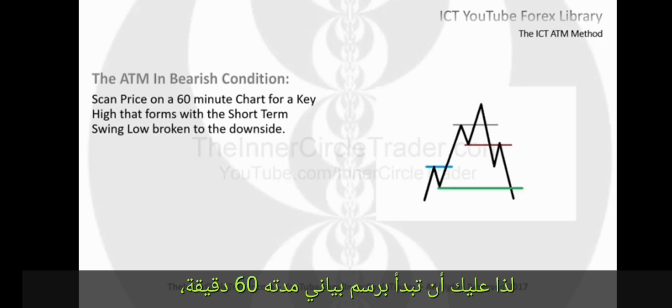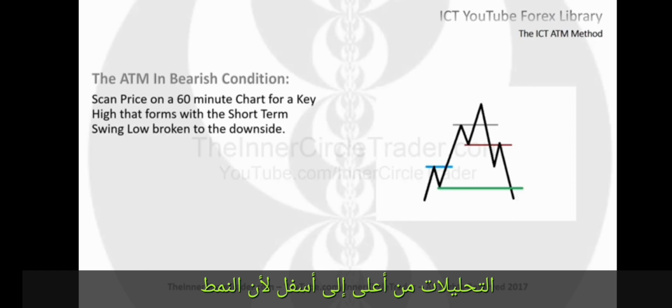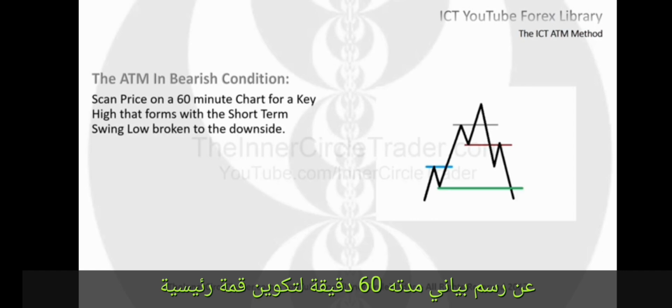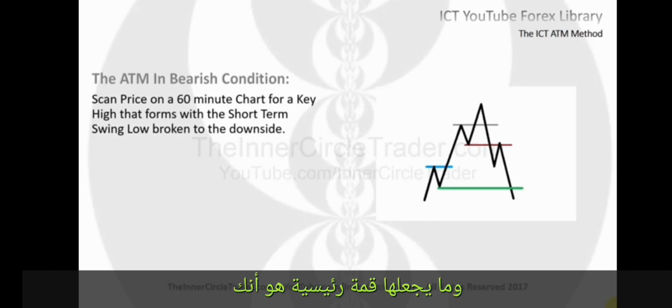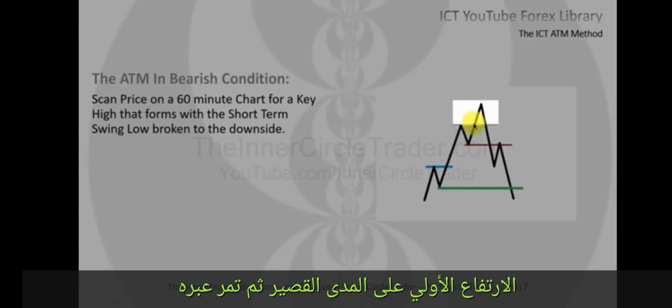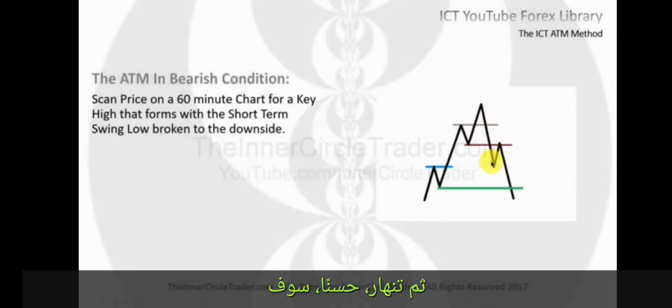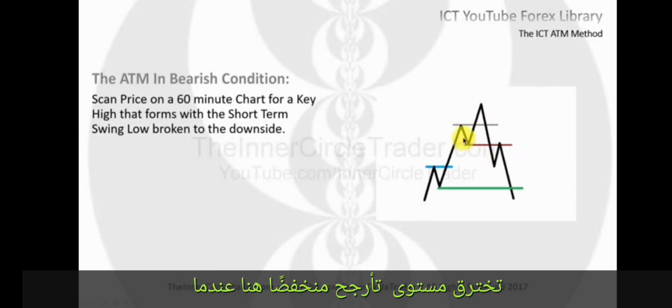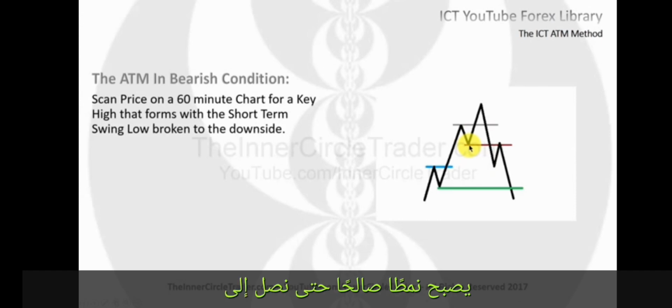So you start with a 60-minute chart, pretty simple and straightforward. You don't have to do a whole lot of top-down analysis because the pattern is self-sufficient. You're going to be looking on the 60-minute chart for a key high to form. What makes it a key high is you want to see it create an initial short-term high, then it runs through it, and then it breaks down and breaks a swing low right here. When price trades through that, that's when it becomes a valid pattern. It does not become a valid pattern until we get below this swing low.